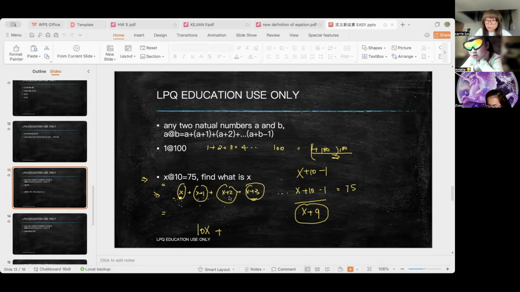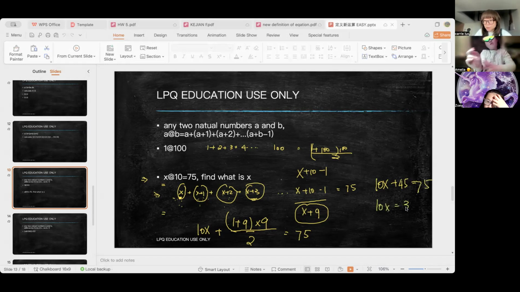So we're having 1 plus 2 plus 3 plus all the way to 9. 1 plus 9 times 9 divided by 2. Correct? Equals what? Equals 75. We have the equation like 10x plus 45 equals 75. Correct? So 10x equals what? Equals 30. X equals what? Equals 3.